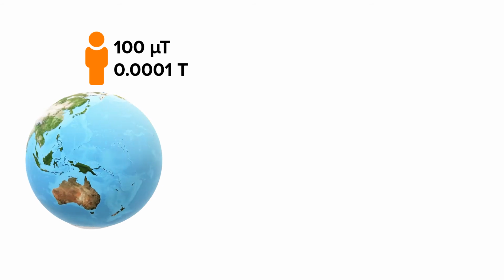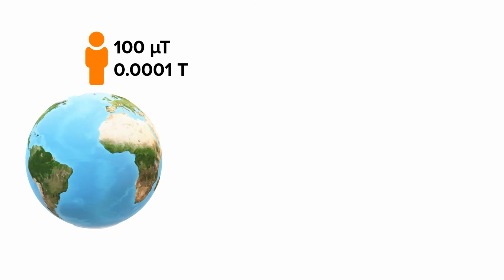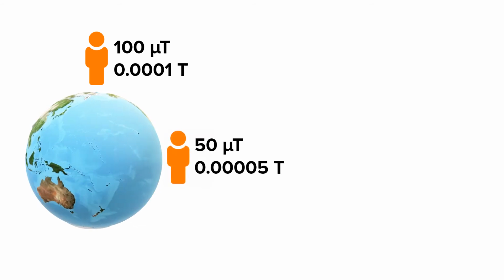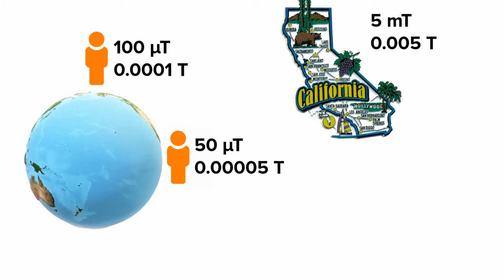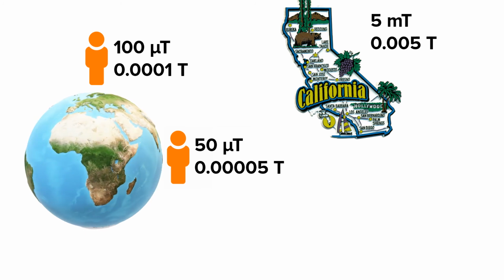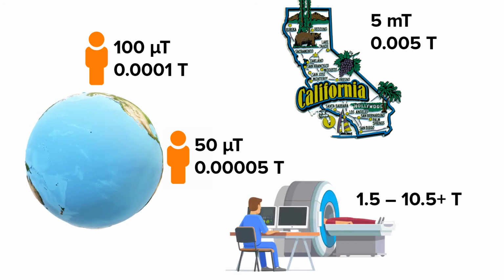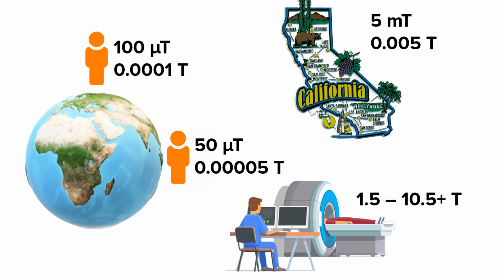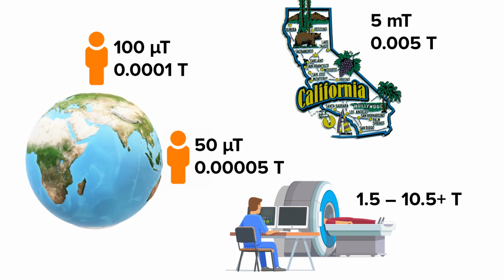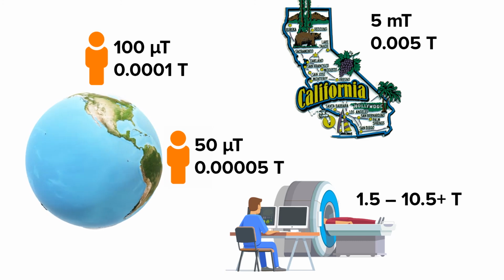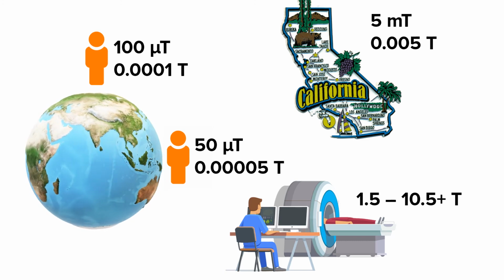The SI unit for measuring magnetic field strength is the Tesla. The magnetic field strength at the North Pole is about 100 microteslas, but only 50 microteslas at the equator. A typical refrigerator magnet is about 5 millitesla. However, in MRI, our MR machines can range from 1.5 to 10.5 teslas. There are even experimental MRI machines that can reach 17 teslas.